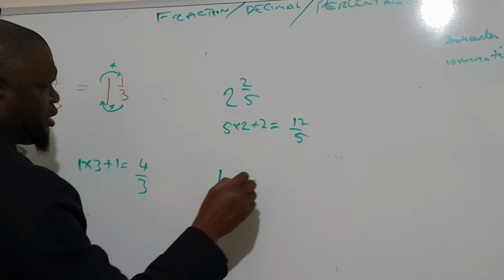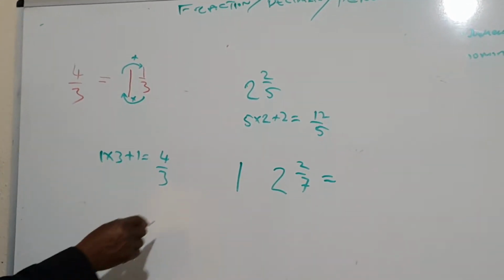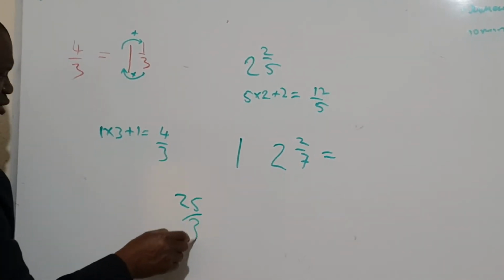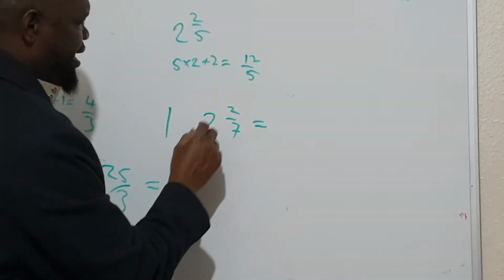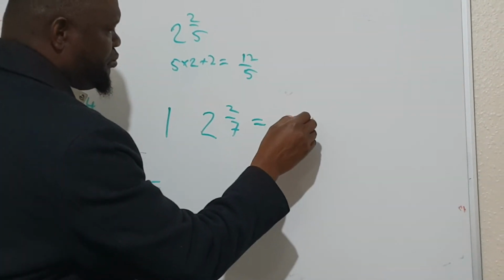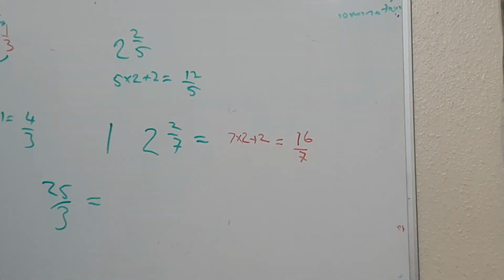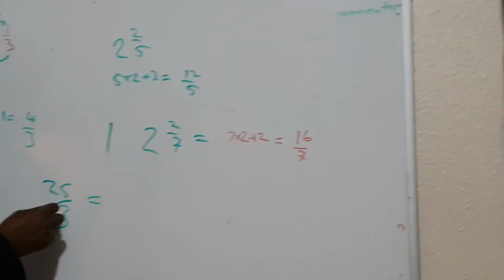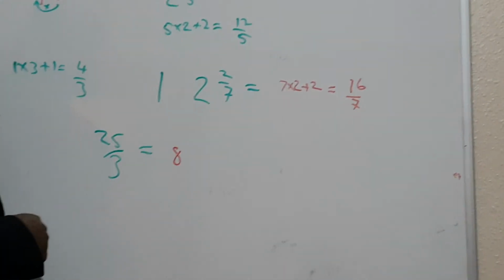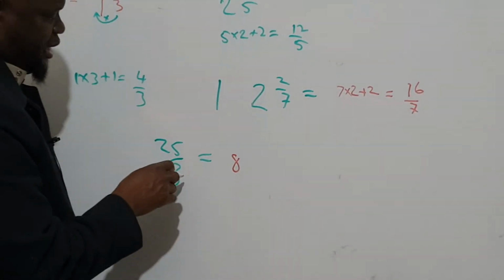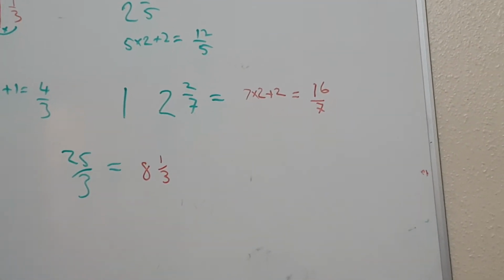All of you try this: convert 2 and 2 over 7 into an improper fraction, and convert 25 over 3 into a mixed fraction. Quickly. Multiply this by that and add that: 7 times 2 plus 2 is 16 over 7, an improper fraction. This one we divide. How many times can 3 go into 25? 8 times, because 8 times 3 is 24. 25 minus 24 is 1. So 8 and 1 over 3. Do you see?